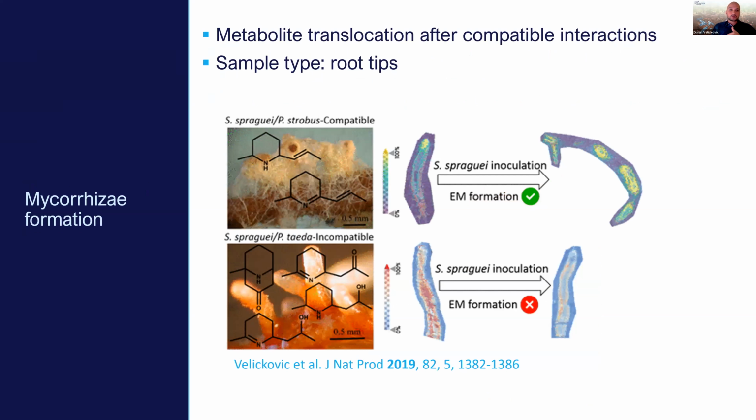Then we can also analyze, for example, the interaction between roots and microbes, in this case roots and fungi, in terms of, for example, mycorrhiza formation. So we can take, for example, longitudinal sections of the roots and then visualize the metabolic translocation that occurs during compatible or, for example, incompatible interaction between fungi and the roots.